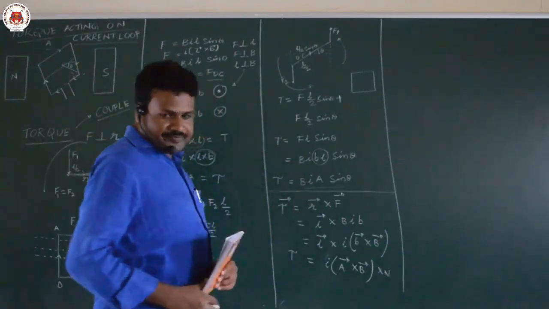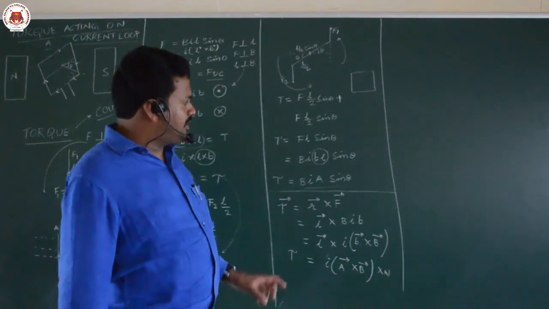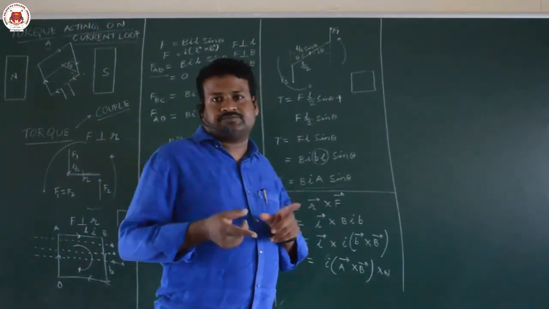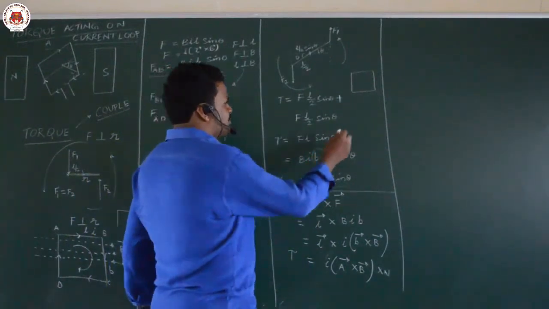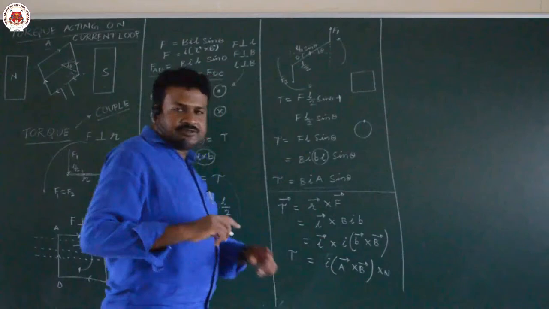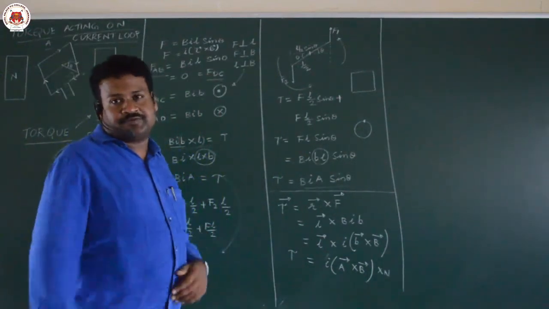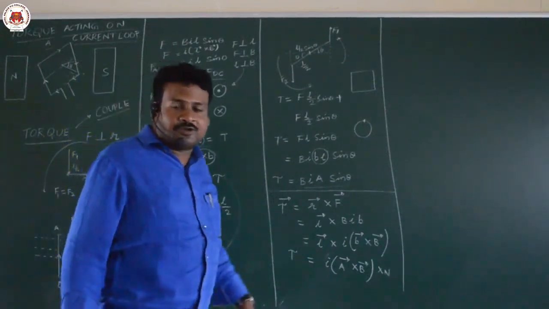Now let us see how the coil behaves like a magnetic dipole. A coil which is present behaves like a magnetic dipole. That let us see in our next video. Okay, this is all about torque acting on a current loop.